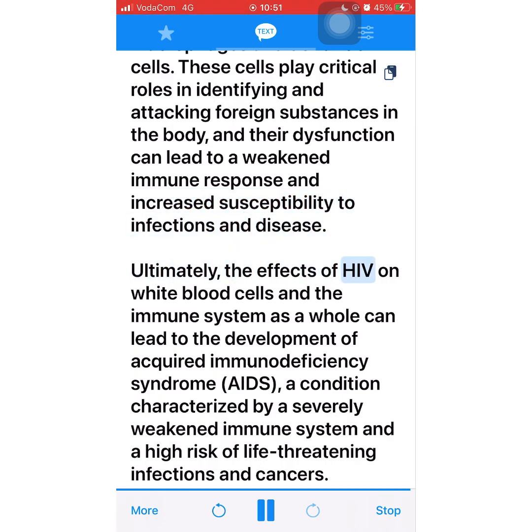Ultimately, the effects of HIV on white blood cells and the immune system as a whole can lead to the development of acquired immunodeficiency syndrome, AIDS, a condition characterized by a severely weakened immune system and a high risk of life-threatening infections and cancers.